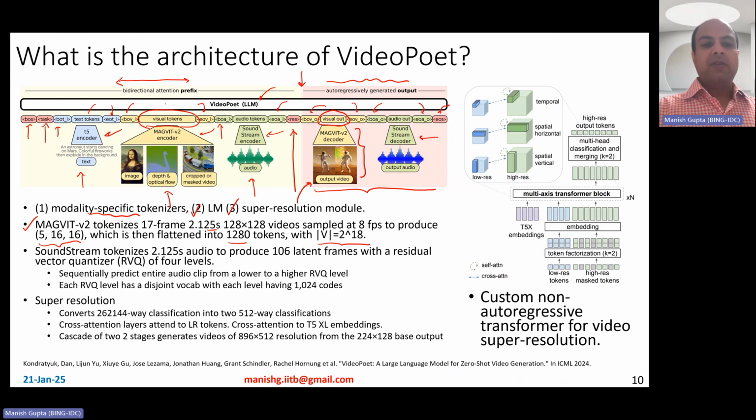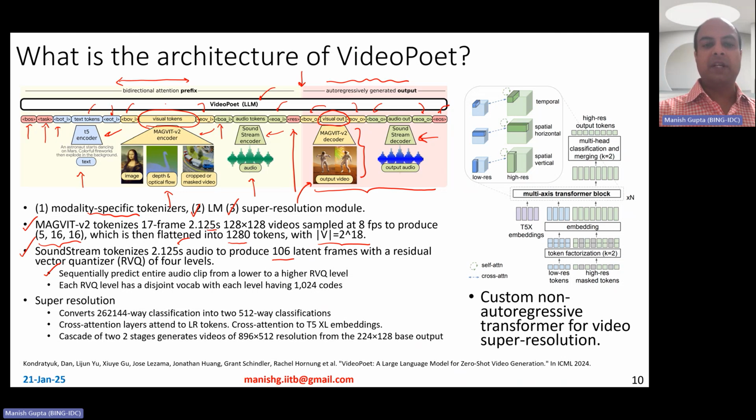Now, the audio is encoded using the SoundStream encoder, which takes the same 2.125 seconds of audio to produce 108 latent frames with a residual vector quantizer of 4 levels. So typically for encoding audio, you use quantization and residual quantization. It is 4-level residual vector quantization to make up for the errors in those residuals, and residuals of residuals, and residuals of residuals of residuals. While predicting audio, you could predict either frame by frame or segment by segment, or you could predict all in one go, but residual by residual. It does the second thing.